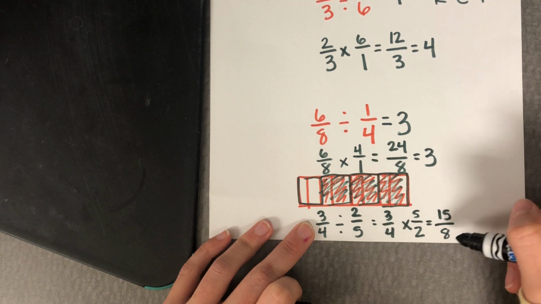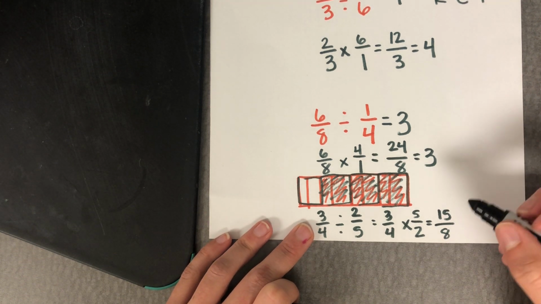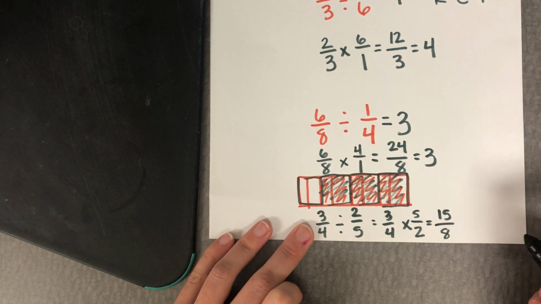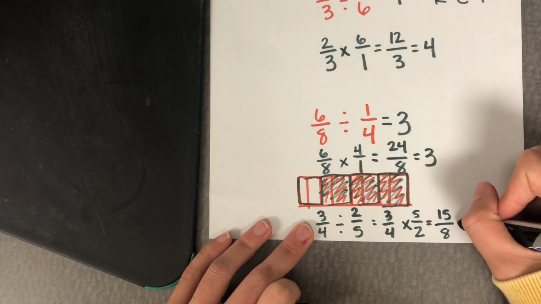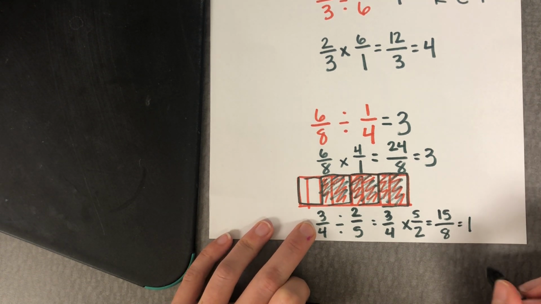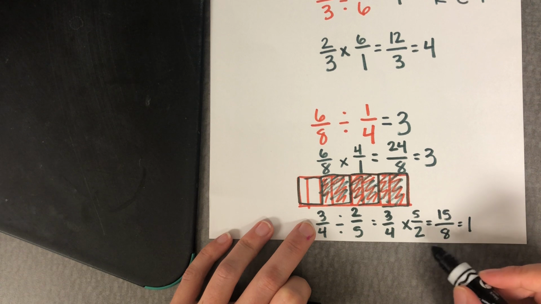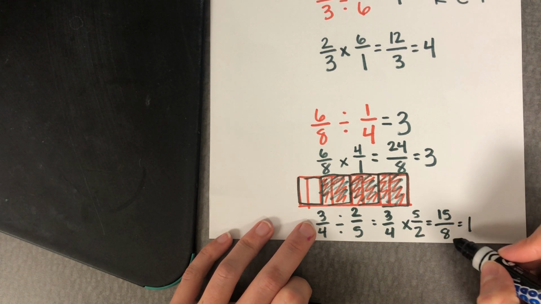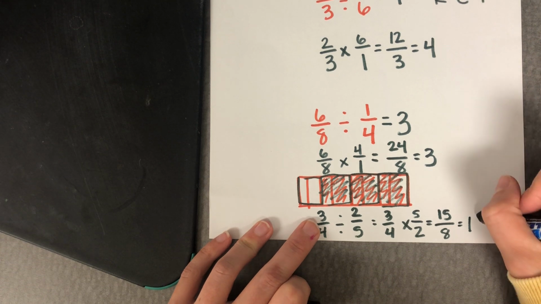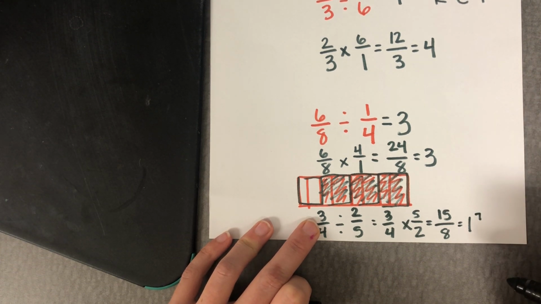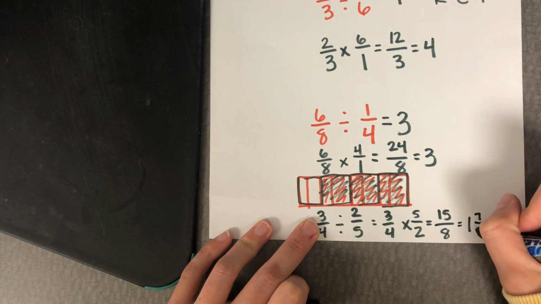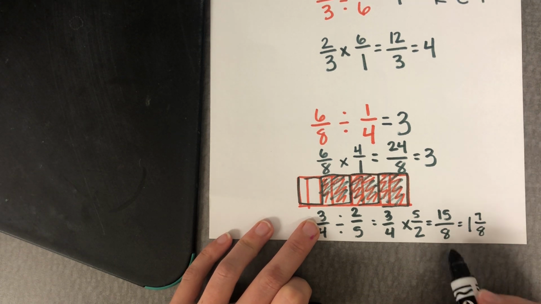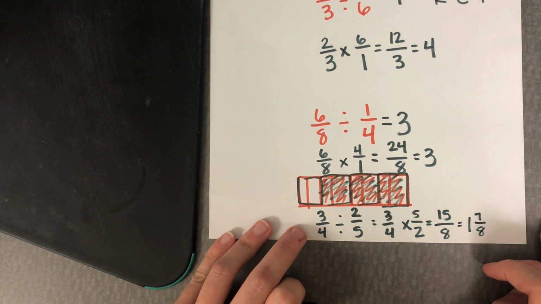This is an improper fraction, so I need to ask myself, how many times does 8 go into 15? And that is once. And then what do I have left over? Well, I know 8 times 2 is 16, so I got close but not quite. So 8 only goes in there once, which means that I have 7 left over, 7/8 left over. So 15/8 is the same thing as 1 7/8.